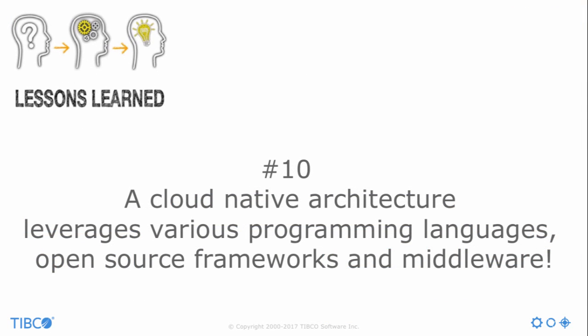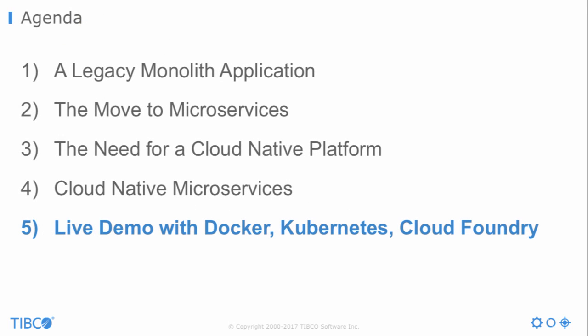So lesson learned number 10: a cloud-native architecture leverages various programming languages, open source frameworks, and middleware. A key for success in projects is to combine them. You can, for example, combine programming languages like Java with middleware like TIBCO and work with that together in the same IDE. Leverage cloud-native frameworks like Console, Spring Cloud Config and others, and Docker and platforms like Kubernetes or Cloud Foundry. You build your microservice once, deploy it here, and automate all of that. Then you will be successful.